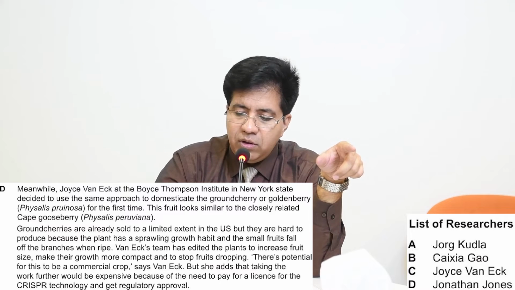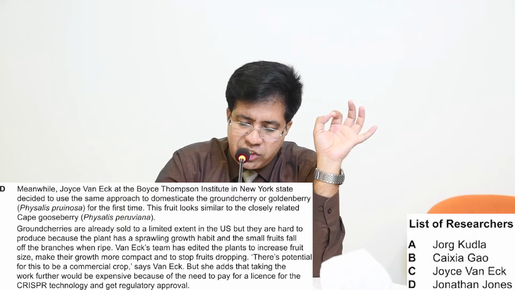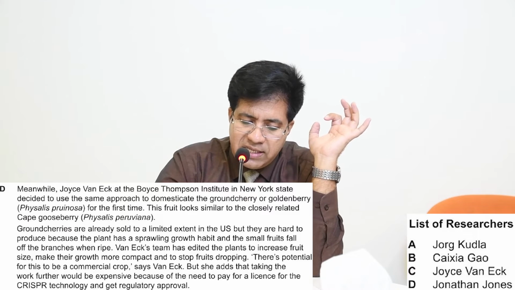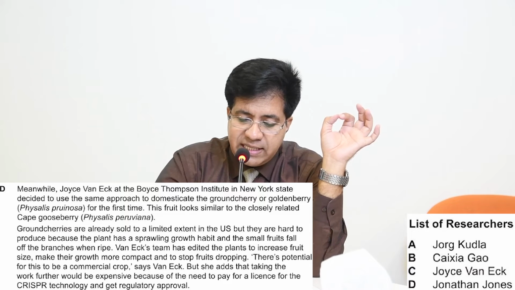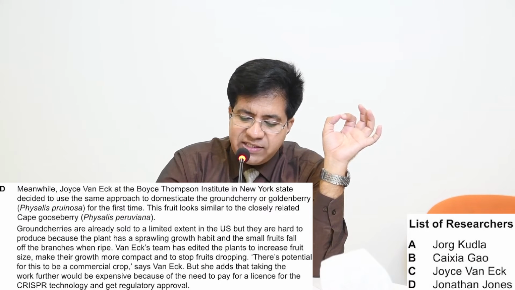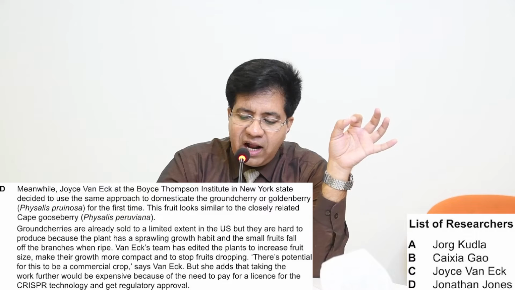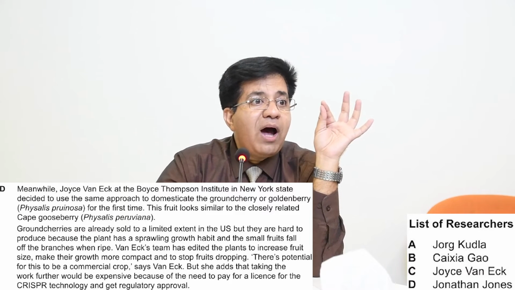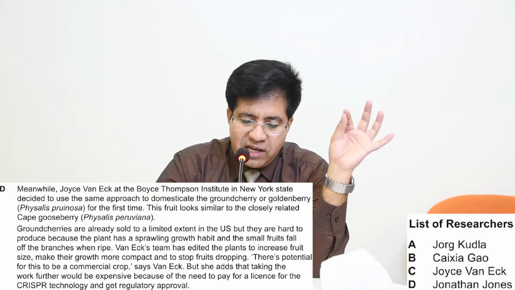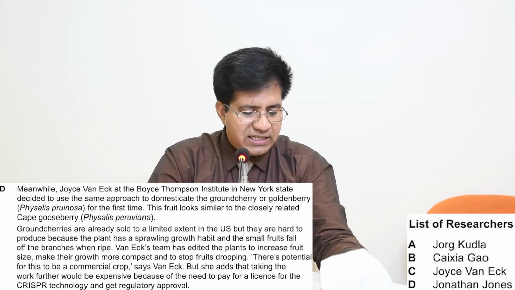Got it? There is a potential, because this is in inverted commas, there is a potential for this to be a commercial crop, says Van Eyck, but she adds that taking the work further would be expensive because of the need to pay for a license for the CRISPR. Talking about money. It'll cost a lot. It's going to be expensive. Pay for license and this and that.